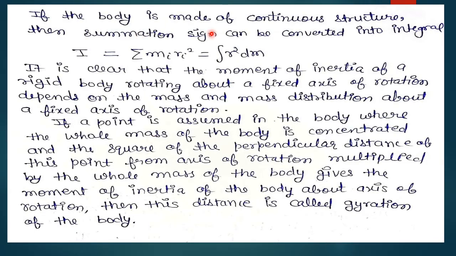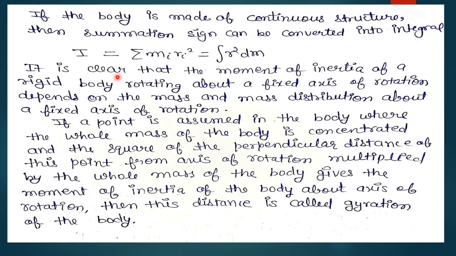If the body is made of a continuous structure, then the summation sign can be converted into an integral. We have I equals summation mi ri square, so we can take this summation as an integral of r square dm, where dm is a small mass particle. Here we take the ith particle mass, and in integration form we take dm.